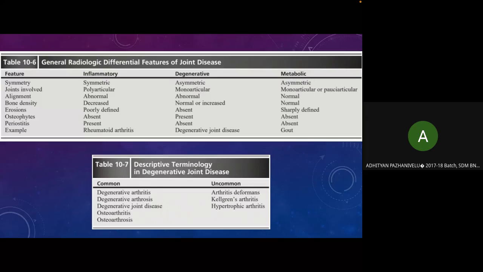And even in metabolic, it will be asymmetric because it can involve any joint. Usually inflammatory conditions are polyarticular, but metabolic and degenerative can be poly or mono. Then these are not important.